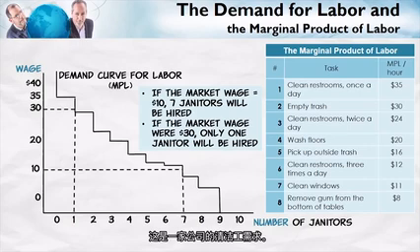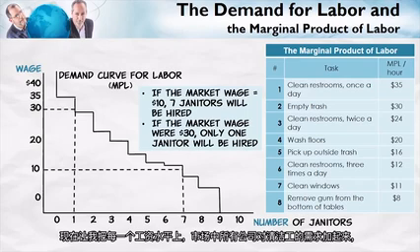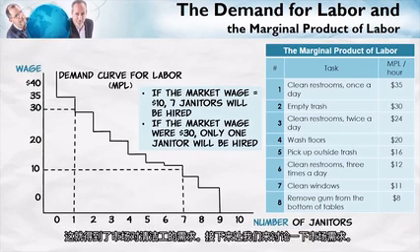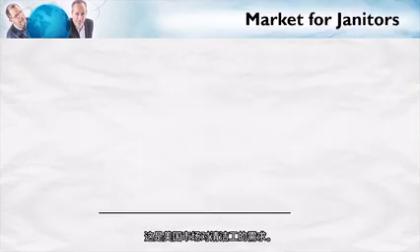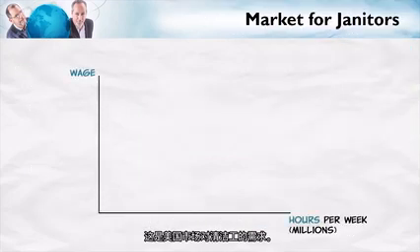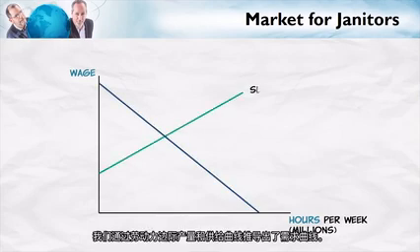Now, this is the demand for janitors from a single firm. Now consider summing up the quantity of janitors demanded at each wage for all the firms in the market. That's how we get to the market demand for janitors. So let's go to the market demand. So here's the market for janitors in the United States. We have a demand curve derived from the marginal product of labor and a supply curve.